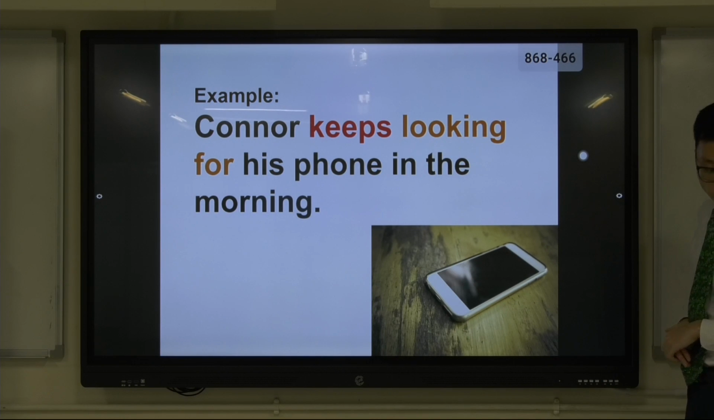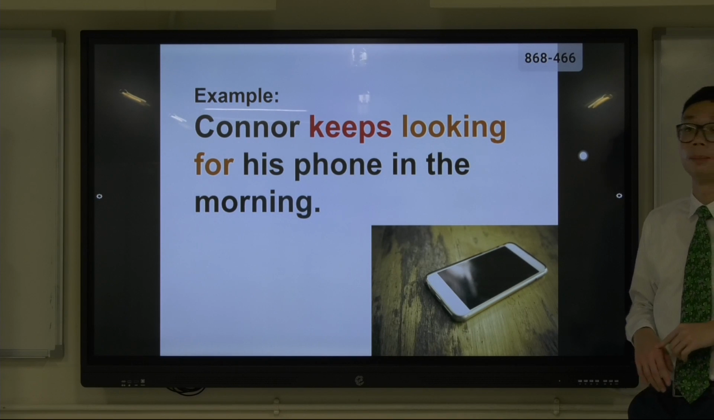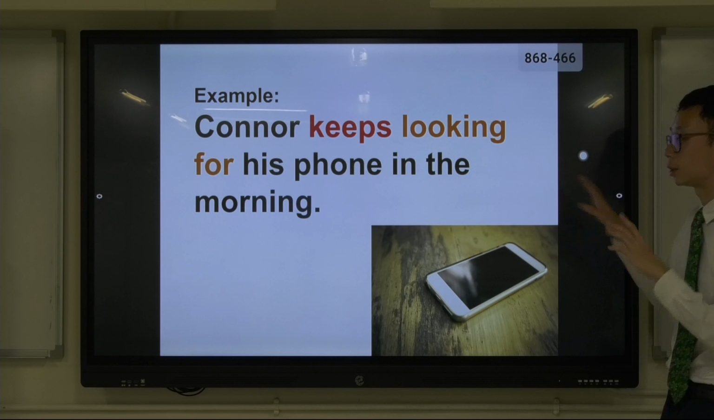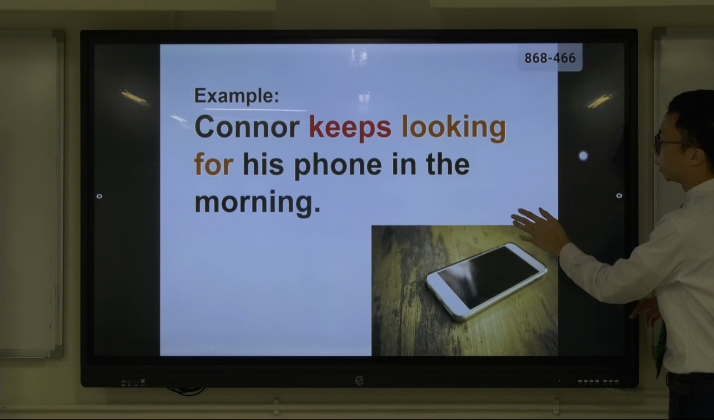If you need to remember the verb list, we'll talk more about it afterwards, and I'll put this slide on Google Classroom so you can remember the list.